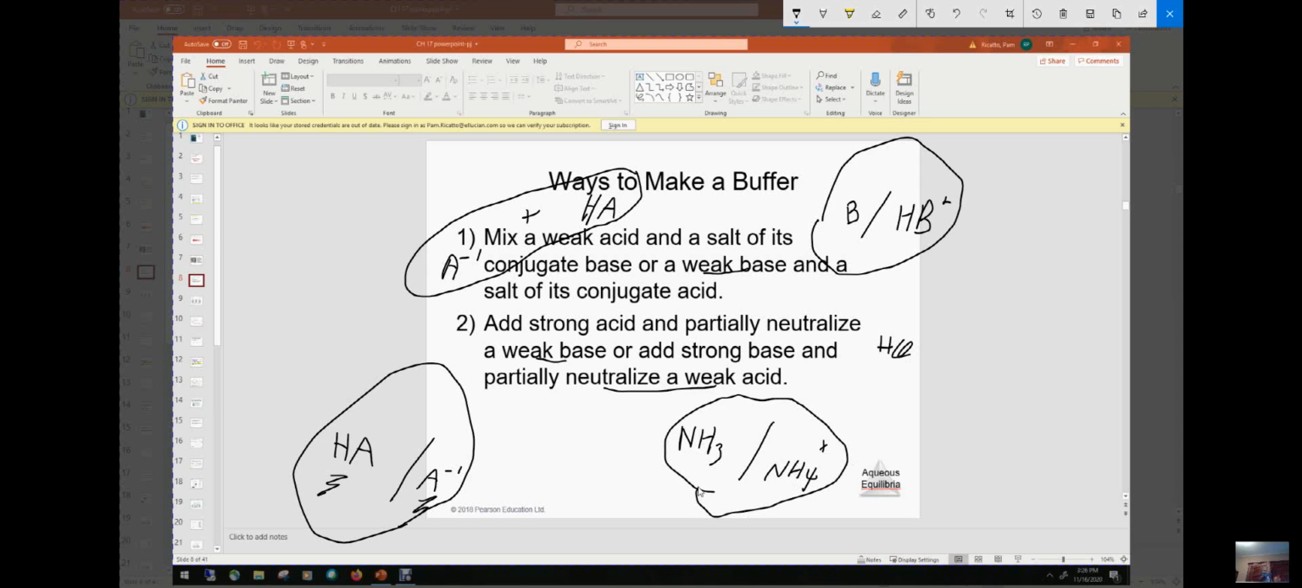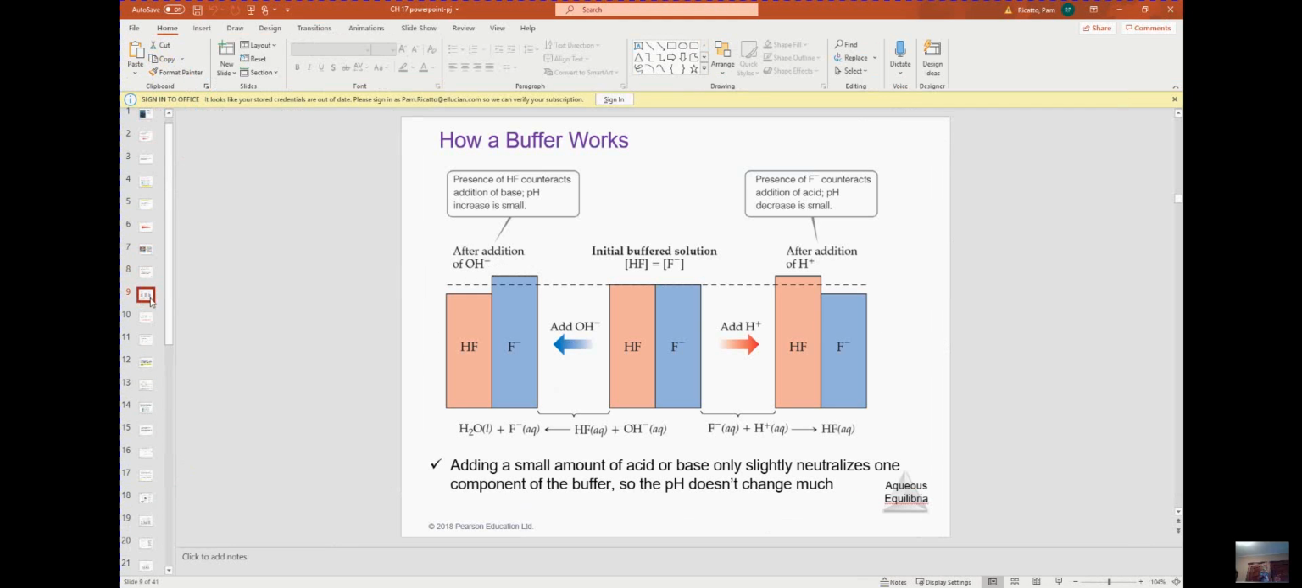Our buffer is a solution. It's like a designer solution where we purposefully have both the acid and its conjugate base, or the base and its conjugate acid. Okay, how a buffer works. Over here we have our initial buffered solution, right smack in the middle of the diagram.